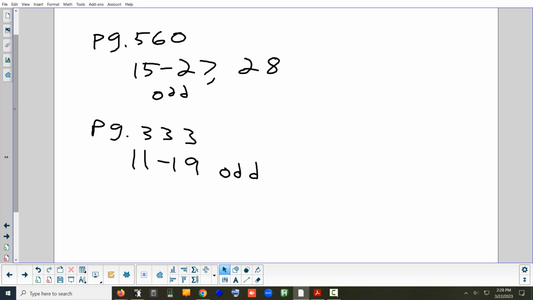Okay, so 560, that's the end of A4 in the back. And page 333, that's 523.